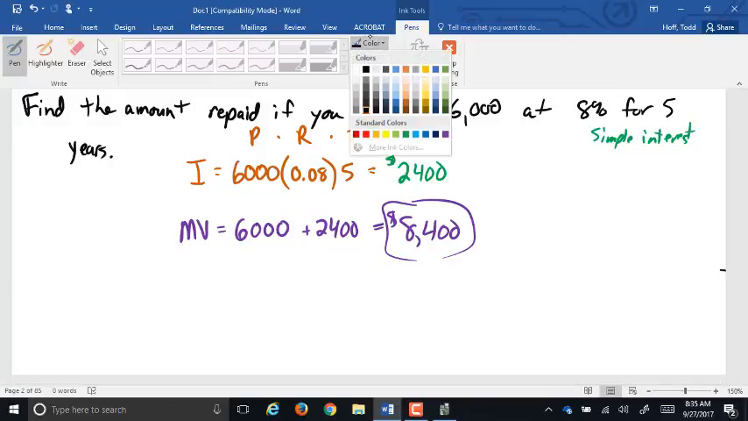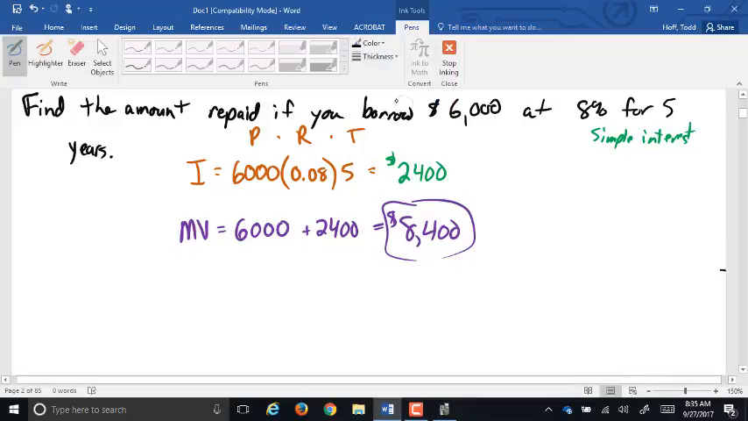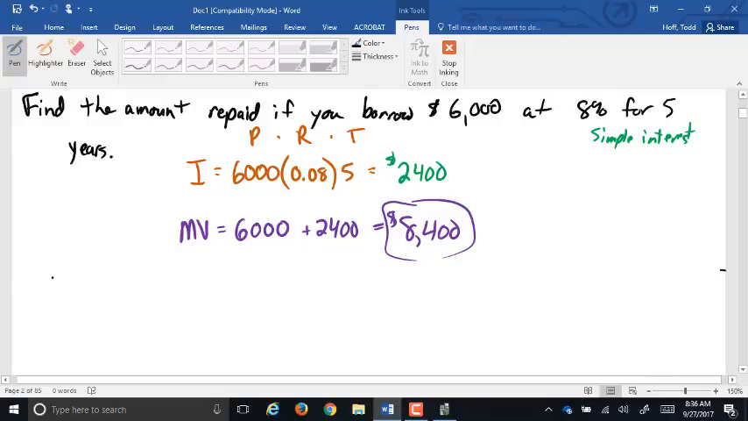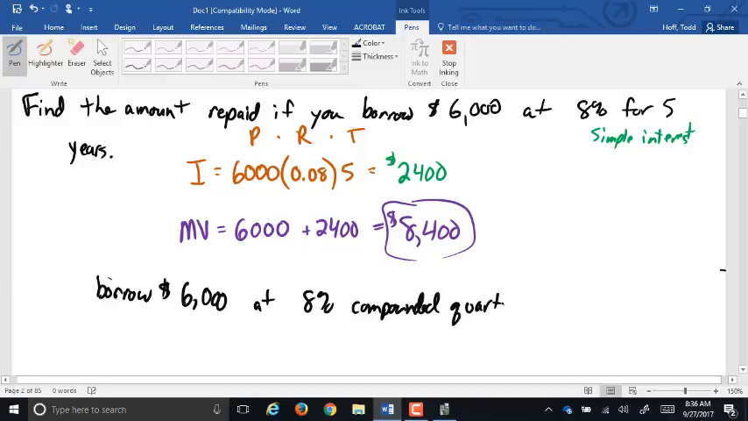Now, as we mentioned yesterday, banks don't like to do simple interest for longer than 3 to 6 months. I mean, 6 months maximum, usually 3 months, and they like to break it down and do compound interest. So what would most likely be the situation here is that you would borrow the $6,000 at 8% compounded quarterly for 5 years.